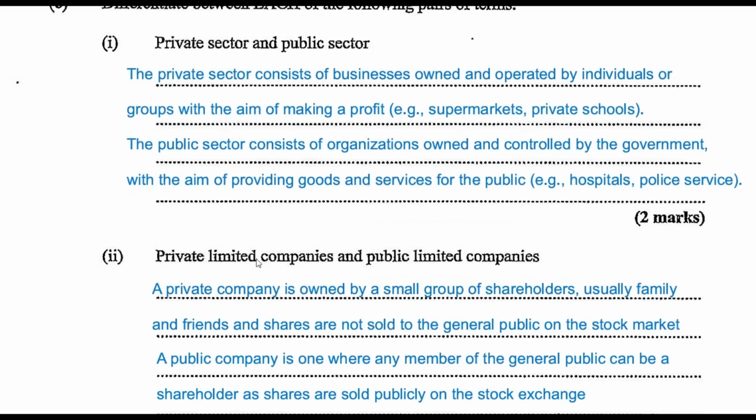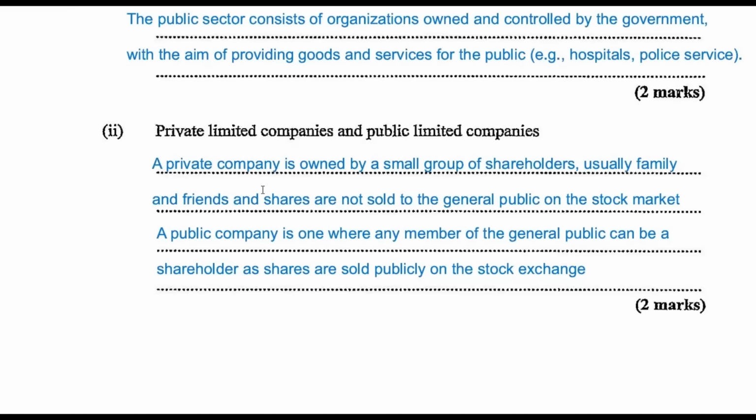Differentiate between the public limited companies and the private limited companies. Now, a private company is owned by a small group of shareholders, usually family members and friends, and shares are not sold to the general public on the stock market. Whereas a public company is one where any member of the general public can be a shareholder, as shares are sold publicly on the stock exchange. Great job, guys. Time for us to continue.